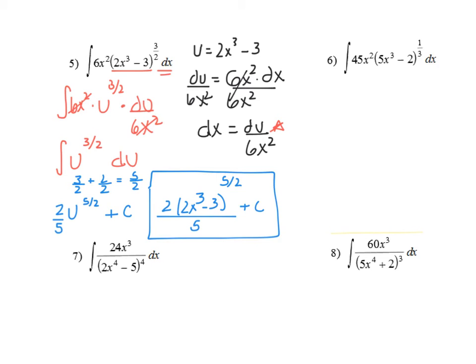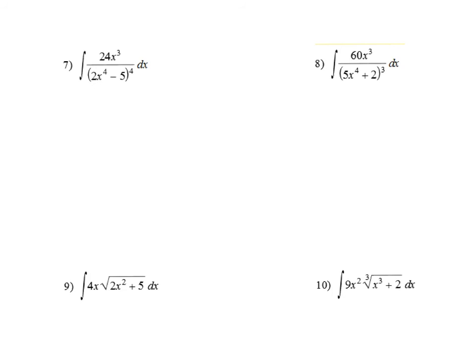All right, I'm going to leave number 6 as extra practice, so you guys can try that one on your own if you'd like. And I'm going to move on to question number 7. So question number 7, same kind of concept. We're going to let this part equal u, what's inside the parentheses. So u is going to be equal to 2x to the 4th minus 5.